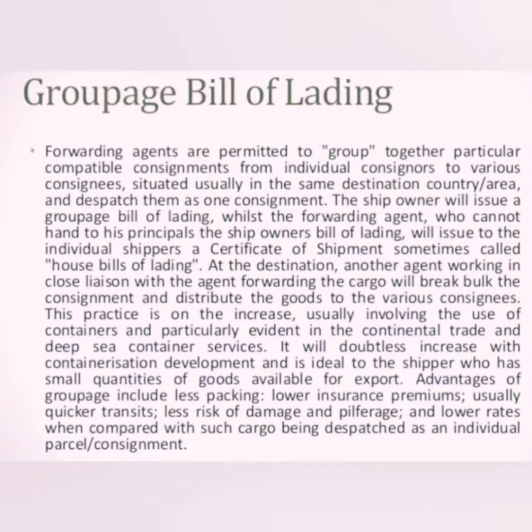The ship owner will issue one groupage bill of lading, while the forwarding agent, who cannot hand to his principals the ship owner's bill of lading, will issue to individual shippers a certificate of shipment, sometimes called house bill of lading. At the destination, another agent working in close liaison with the agent forwarding the cargo will break the bulk consignment and distribute the goods to various consignees.